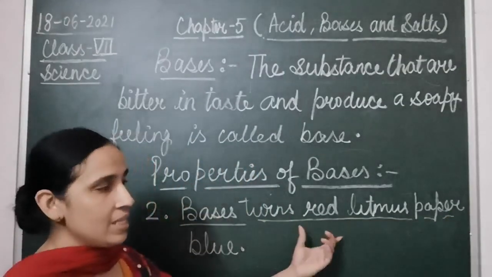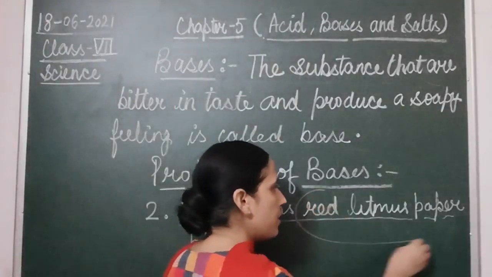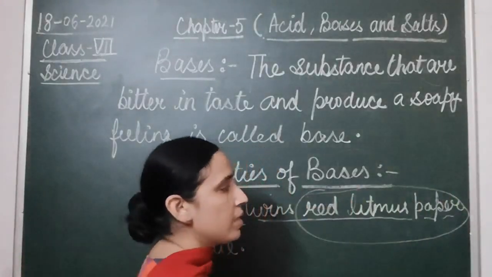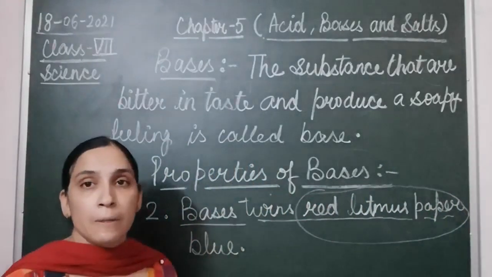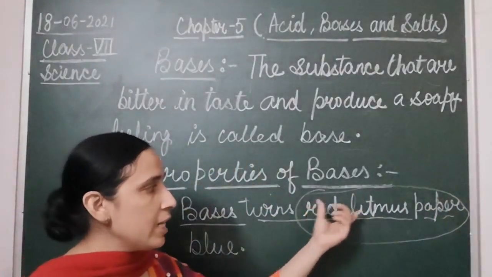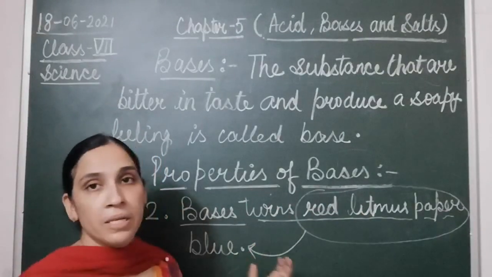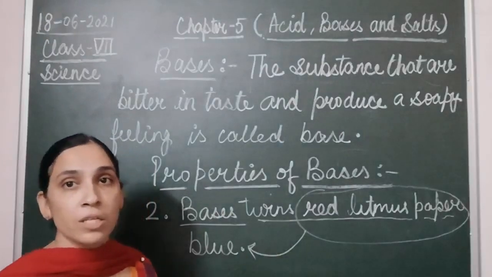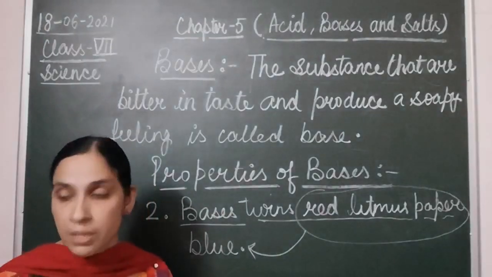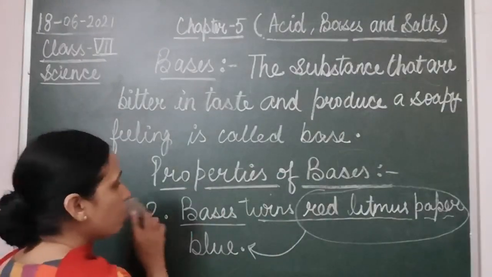So for testing a base, we are going to take red litmus paper. Remember this, red litmus paper. And for testing acidic material, we were taking blue litmus paper. So this red litmus paper turns blue if that particular material is a base. If it does not turn blue, then that particular material is not a base. So now we'll come to the next property.